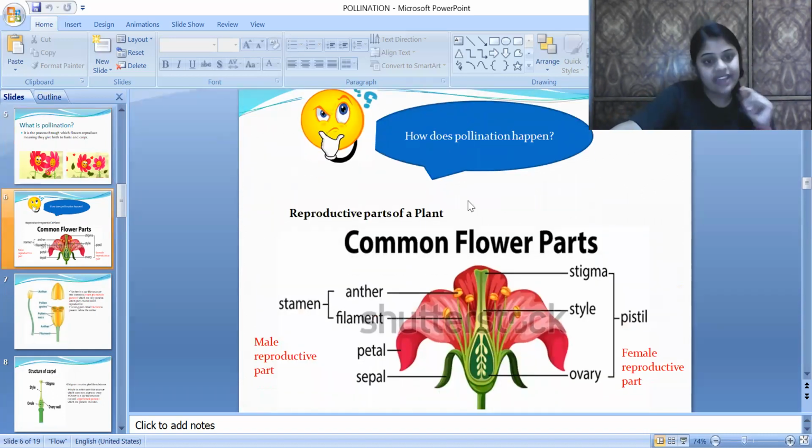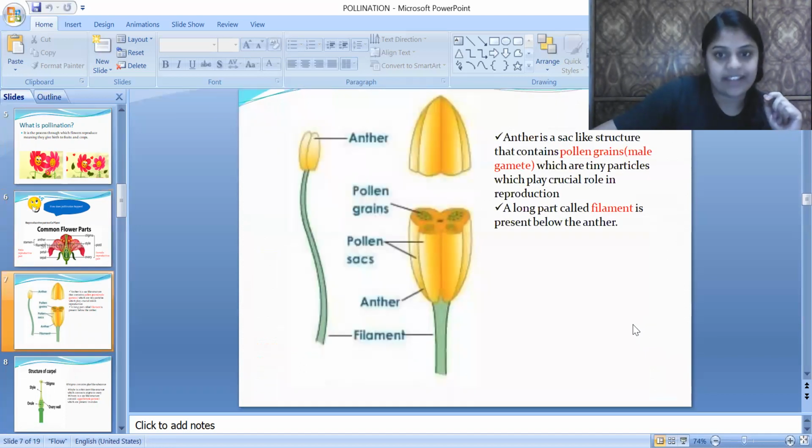Okay. Now again a question comes. How does pollination happen? Before learning this, let us try to learn the reproductive part of a plant. What is the reproductive part of the plant? Let me know in the chat box. Yes, the flower is the reproductive part of the plant. A flower consists of the stamen as the male reproductive part and the pistil as the female reproductive part. Let us discuss them in detail.